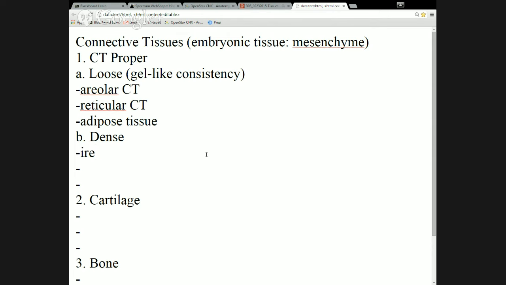There's dense regular, and dense irregular. The difference between these two is really about how the collagen fibers are oriented. Tendons are dense regular connective tissue because all of the collagen fibers are oriented parallel to each other. They go from point A to point B, from the muscle to the bone.